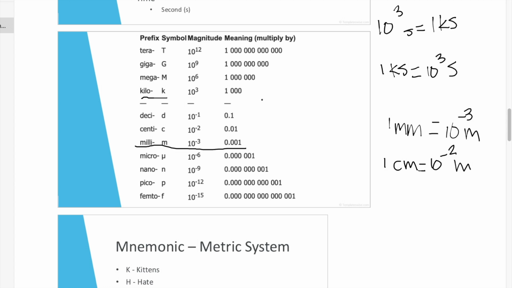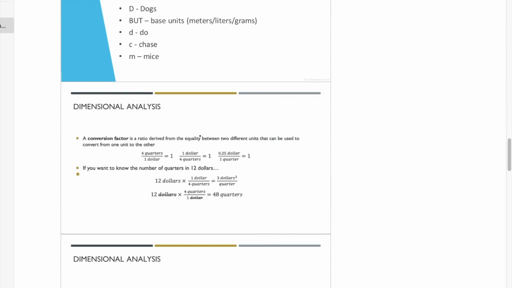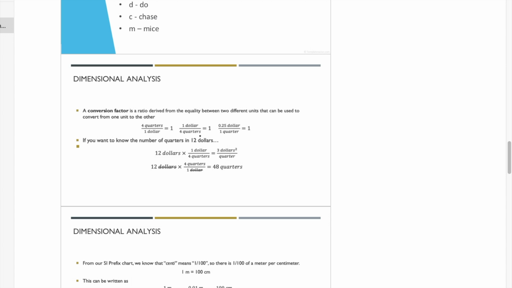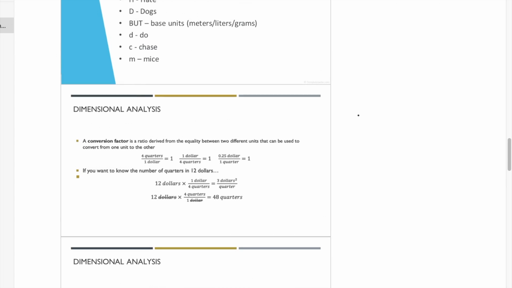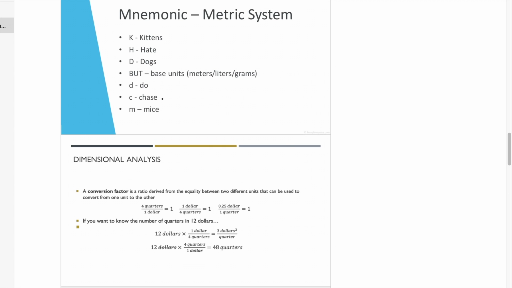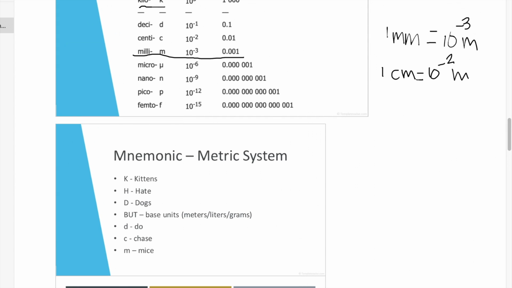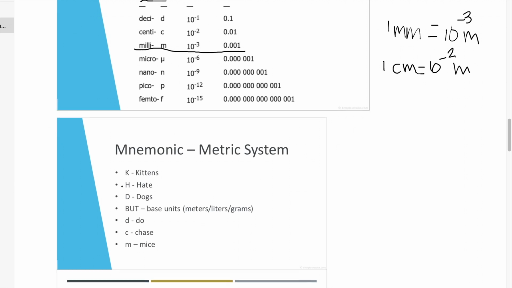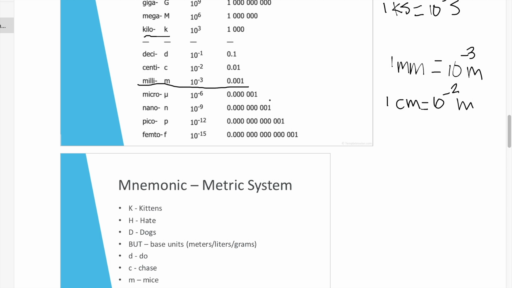Knowing how to use this comes into play for conversions. What's next, I've added in my slide. You'll see there are two different slides, one that says dimensional analysis, and I put in this slide because I think it's important. You can memorize this mnemonic: kittens is for kilo, hate is hecto, which we don't have right there, dogs is for deci, but do chase, centi, and then mice for milli. You will need to know these. You have to have this relationship memorized.